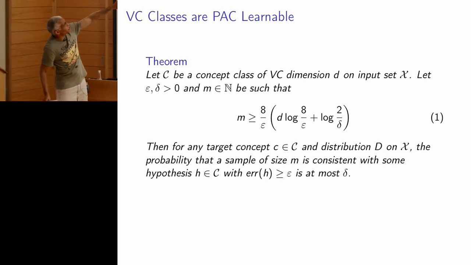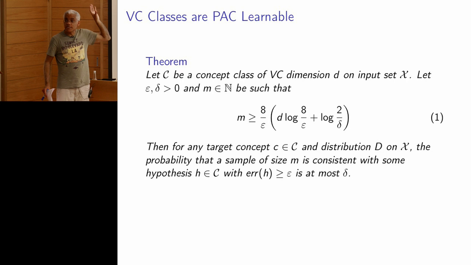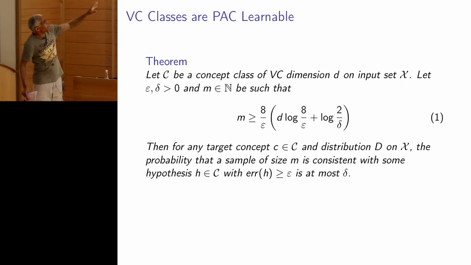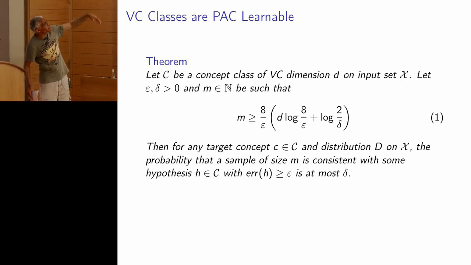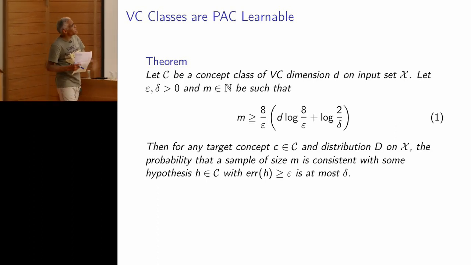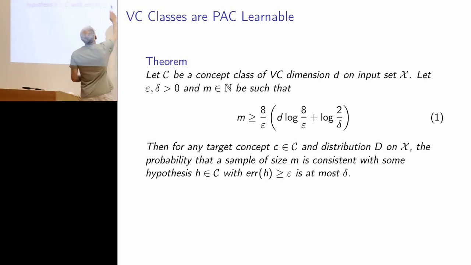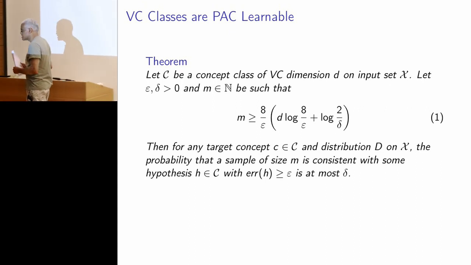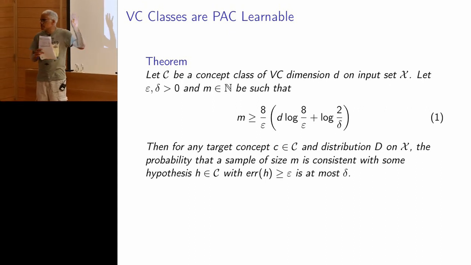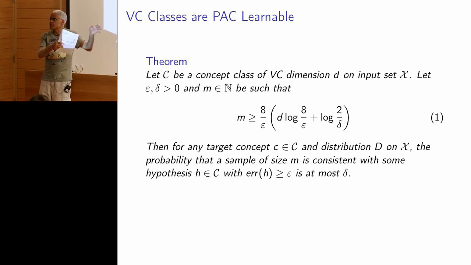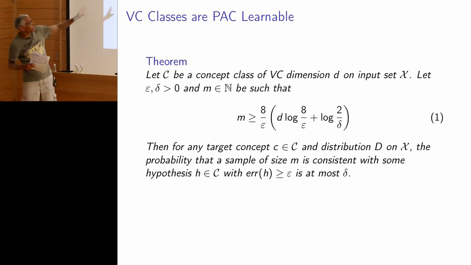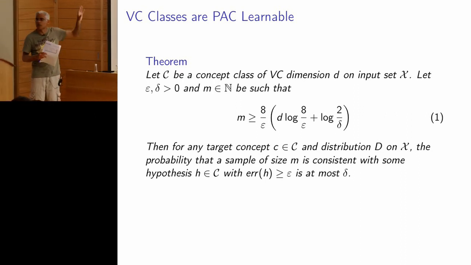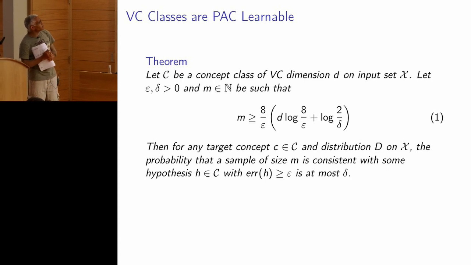So let C be a concept class of finite VC dimension D. Let epsilon and delta be given, and let M be at least some function that involves the VC dimension and the epsilon and delta. In particular, the smaller epsilon and delta are, the bigger M should be. And we've seen expressions like this before. If you remember the sample bound, the number of samples we needed to learn axis-aligned rectangles, it looked not unlike this, where D was 4, the VC dimension of rectangles.